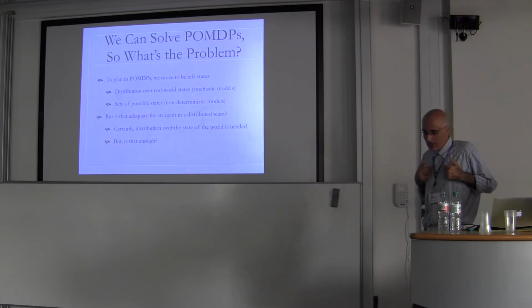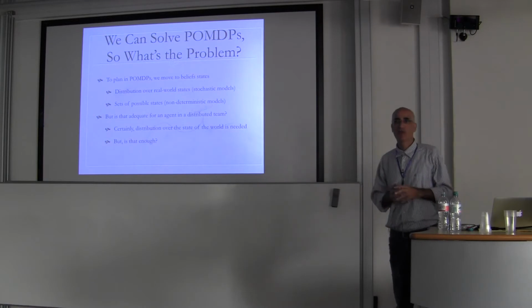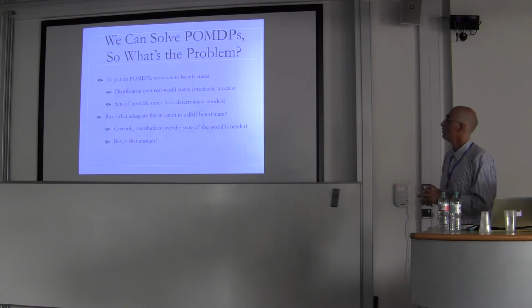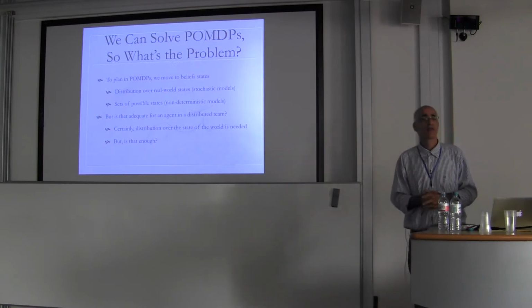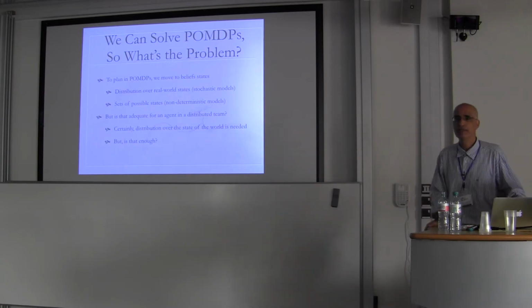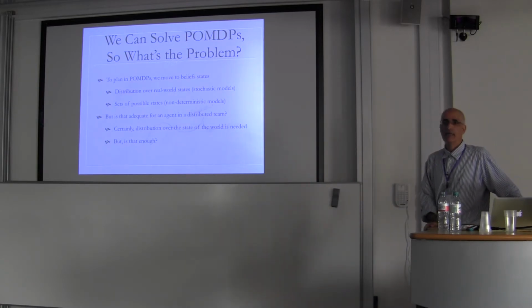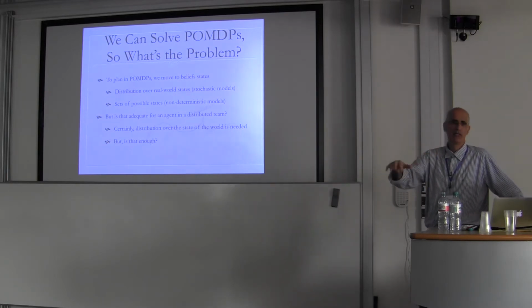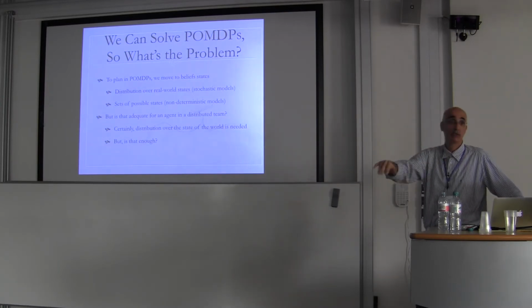So if each agent has this POMDP perspective of the world, what's the problem? We know how to solve POMDPs. So let's see, what do we do to solve POMDPs? Again, I assume this was covered yesterday. To solve a POMDP, we move into belief space, right? Instead of thinking about the state of the world, we think about distributions over states of the world. Or if you're looking at a non-deterministic domain, sets of possible states of the world, among which we cannot distinguish.